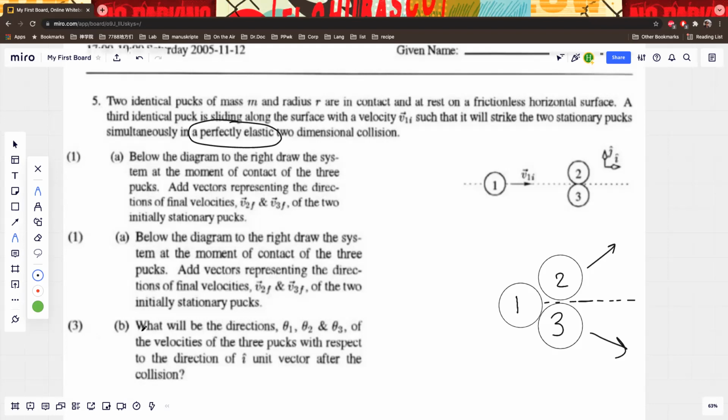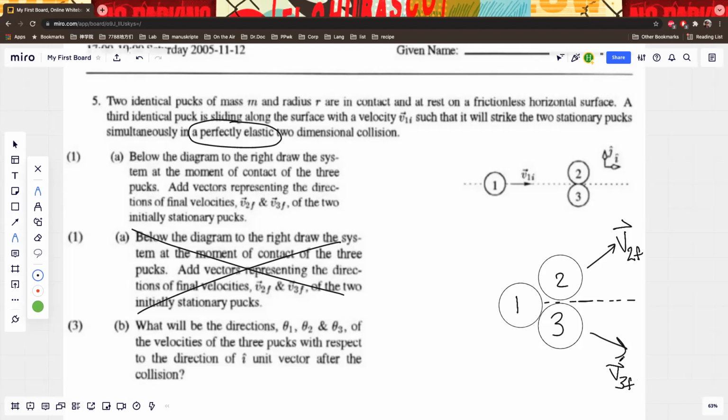So in part B, it's going to say theta 1, theta 2, theta 3. We have to do that, so in part B we'll do that. But for now, for some reason it says part A twice, so that's just the same. So here we first draw V2F and V3F. We draw those.